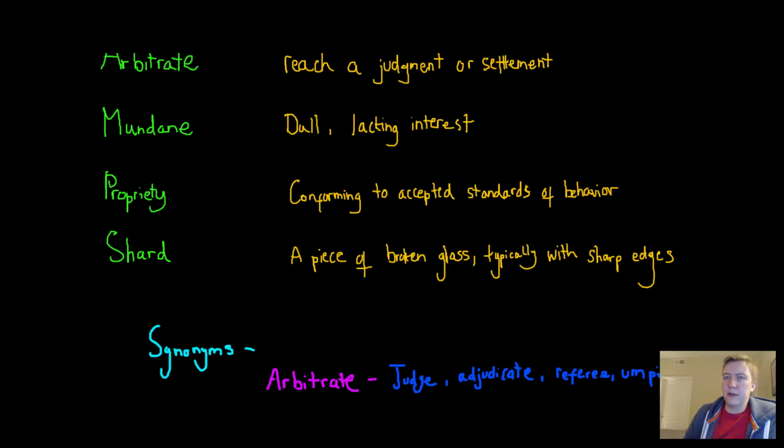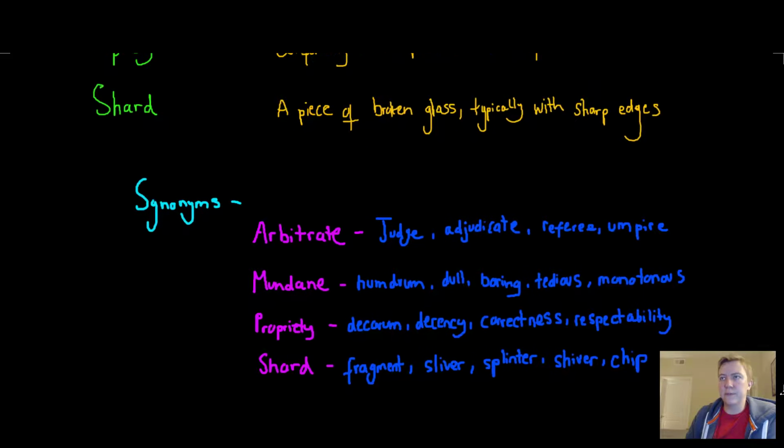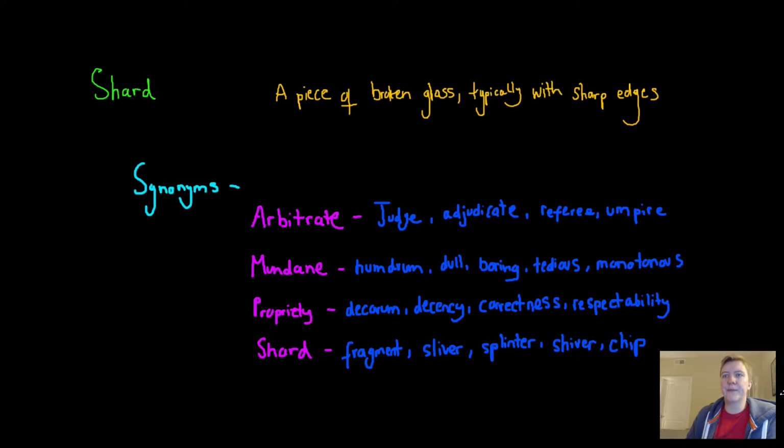And I think if we just move this, so you have synonyms here. So we have those synonyms of arbitrate: judge, adjudicate, referee, and umpire. Synonyms of mundane: humdrum, dull, boring, tedious, and monotonous. Propriety: we have decorum, decency, correctness, respectability, protocol, suitability. And shard, and those synonyms are fragment, sliver, splinter, shiver, and chip.